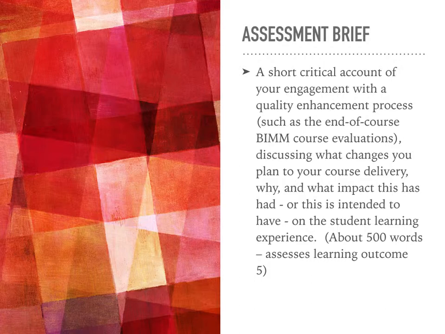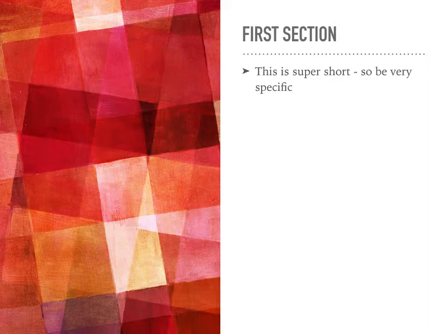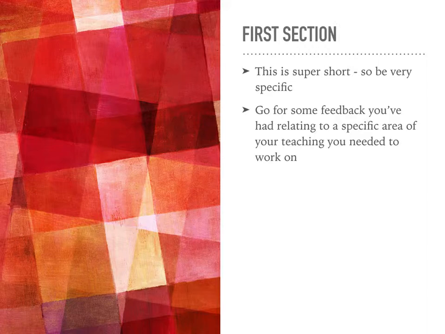You can do this one of two ways. You can either talk about changes you're intending to make, or you can talk about changes you actually have made as a result of the feedback and what happened. So you can write in the future or you can write in the past. It's absolutely fine. Whichever way you do this, the first section of your assignment will be the same. So, as I've already said, it's super short, 500 words. You need to be very specific. If I were you, I'd go for some feedback that actually really helped you change something in a way that you think has been meaningful or you think will be meaningful.